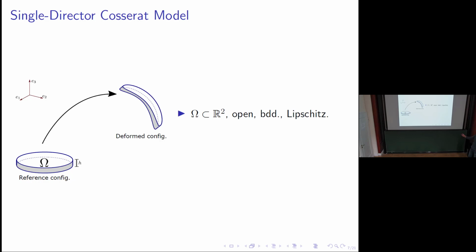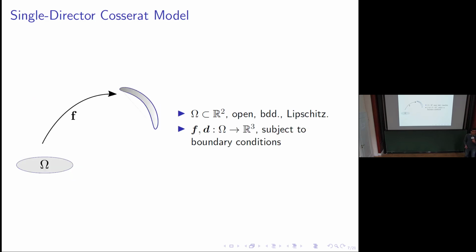The configuration is defined by two maps. The first map is F, as I mentioned on the previous slide, which represents these membranal things. It tells you how this set omega sits in R3, so it tells you about how the midplane behaves. But of course there's some thickness, and we want to model how the thickness behaves. That's where the second field, which we call the director field D, comes in. D is also a mapping from omega into R3, but really you should think of it as a vector field sitting on the deformed configuration.